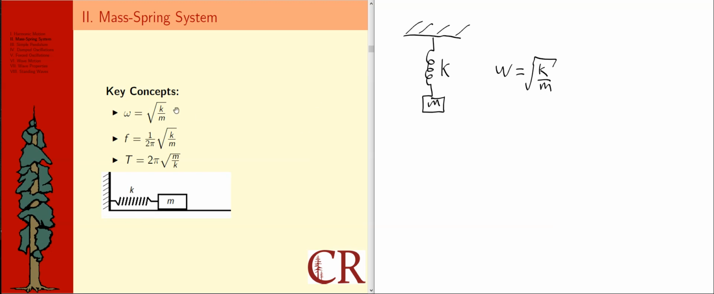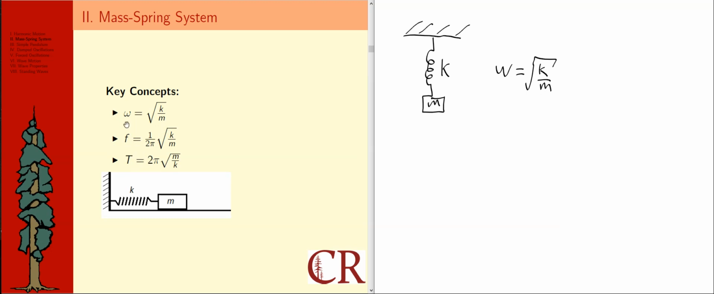But the formulas, I've got several formulas here on the key concept slide. The basic formula is omega is equal to the square root of k over m. In other words, it's the square root of the ratio of the spring constant to the amount of mass. Based on that, one can derive formulas for the ordinary frequency and the ordinary period.